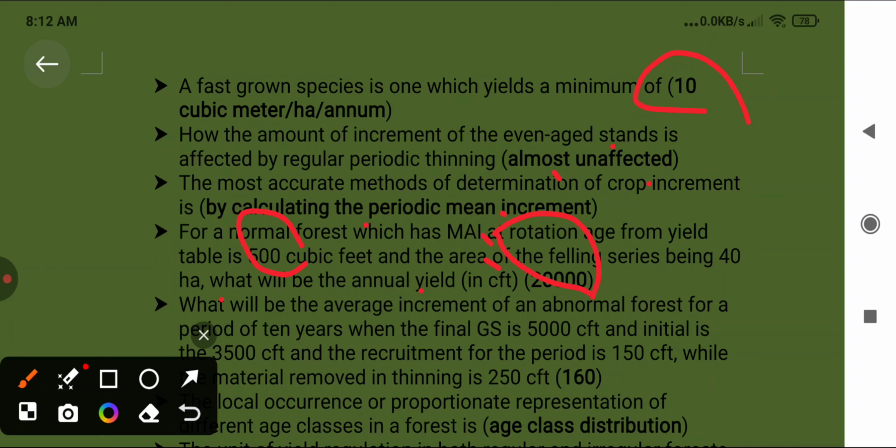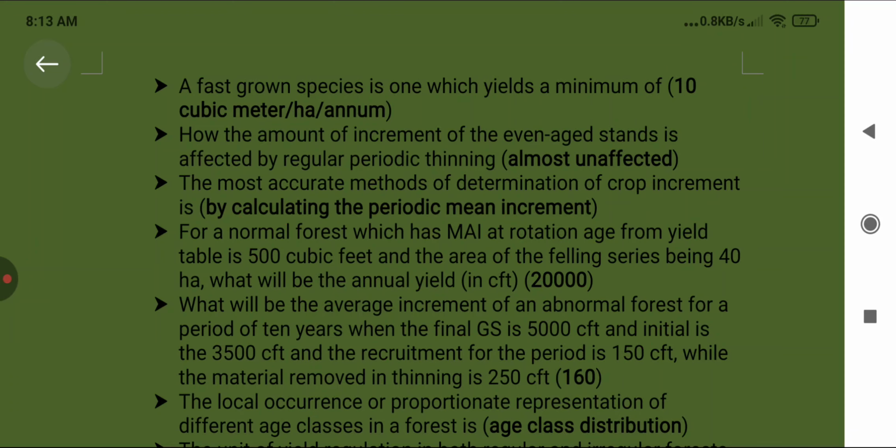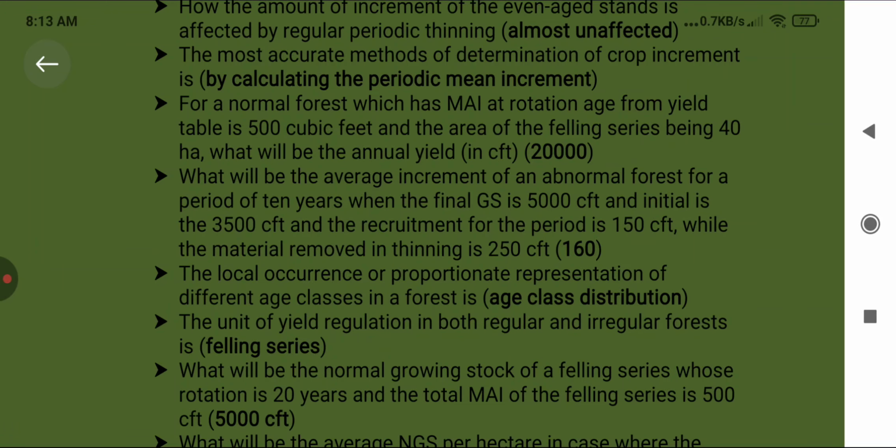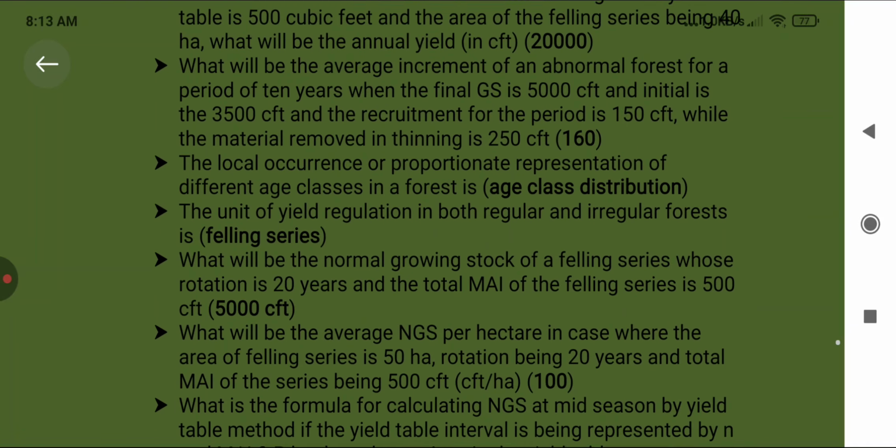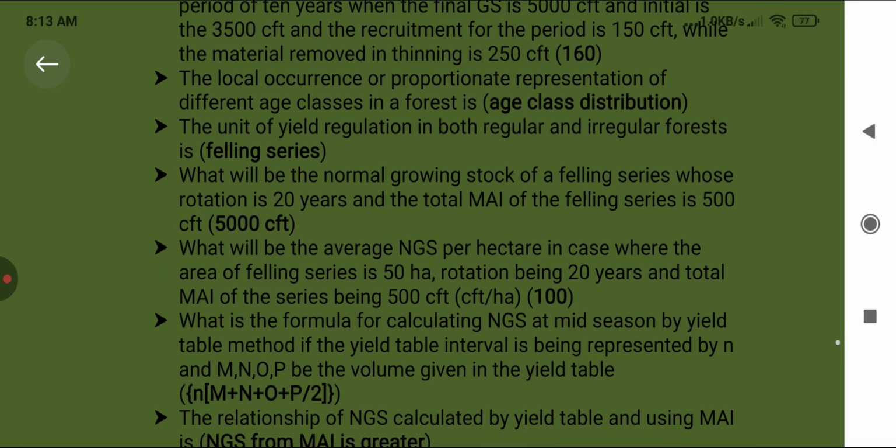20,000 CFT. What will be the average increment of an abnormal forest for a period of 10 years when the final growing stock is 5,000 CFT and initial is 3,500 CFT, and the recruitment for the period is 150 CFT while the material removed in thinning is 250 CFT? That is 160.